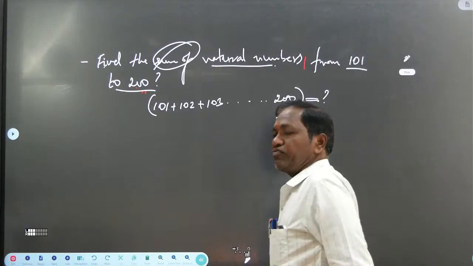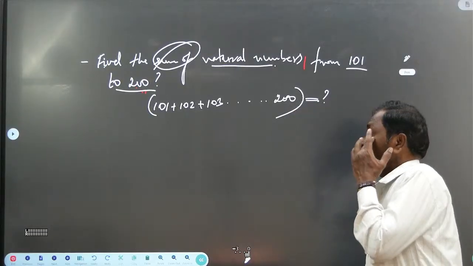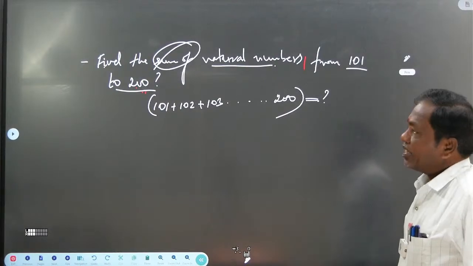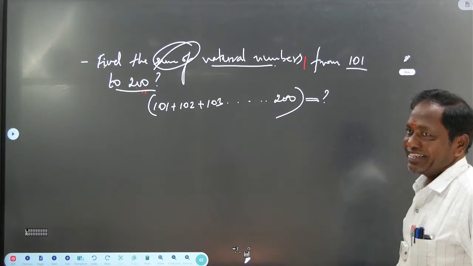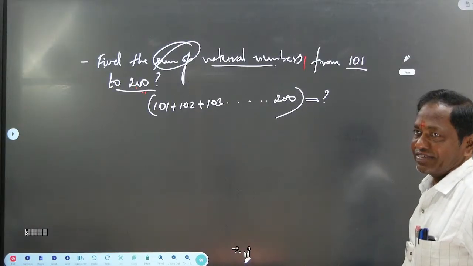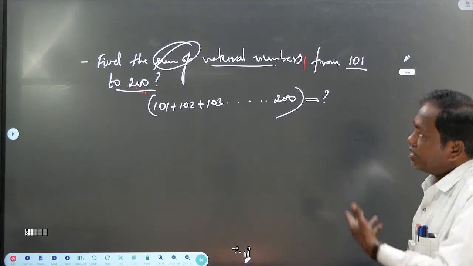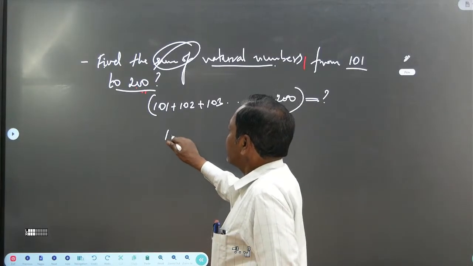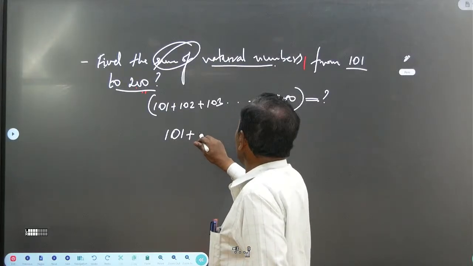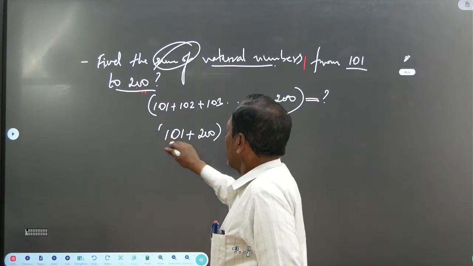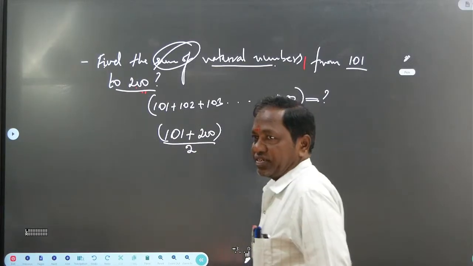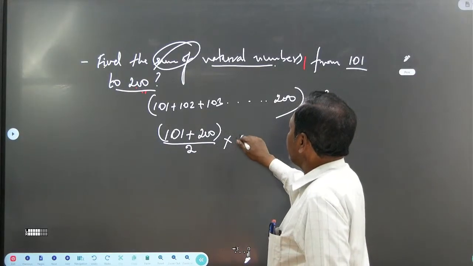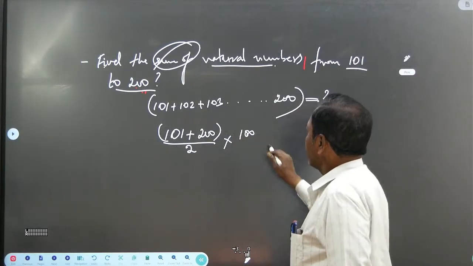We just downloaded the information from the question. Again, it's consecutive numbers. It means what? What is the methodology? What are we learning? First number from the beginning and first number from the last. You get the average. You get the average multiplied by the number of observations. How many observations are there? 100.